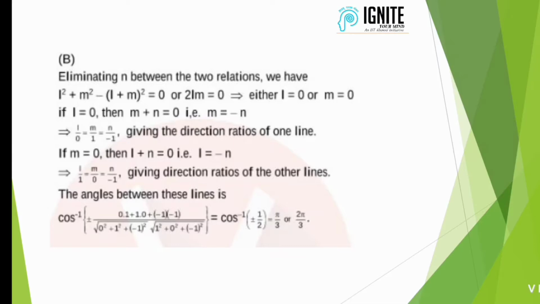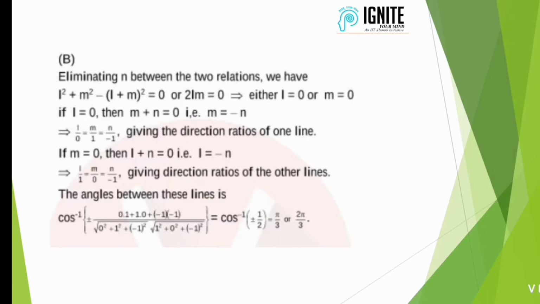If L is equal to 0, we obtain M plus N is equal to 0, thus M is equal to minus N. So the direction ratios would be L by 0, M by 1, N by minus 1. Now, if you consider M as 0, you will obtain L is equal to minus N. So you can write the direction ratios of the other line as L by 1 equal to M by 0 equal to N by minus 1. Now we have obtained the direction ratios.